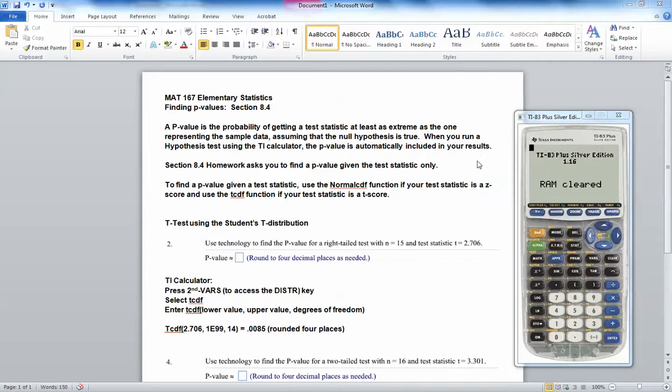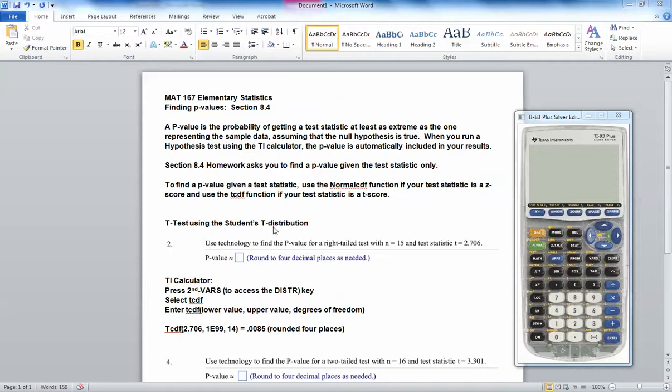When you run a hypothesis test using the TI calculator, the p-value is automatically included in your results and you don't have to calculate it. The section 8.4 homework will ask you to find a p-value given the test statistic only. To do that, use the normal CDF function if your test statistic is a z-score. We've done that before. Then we use the t-CDF function if your test statistic is a t-score. We haven't done that using the t-CDF.